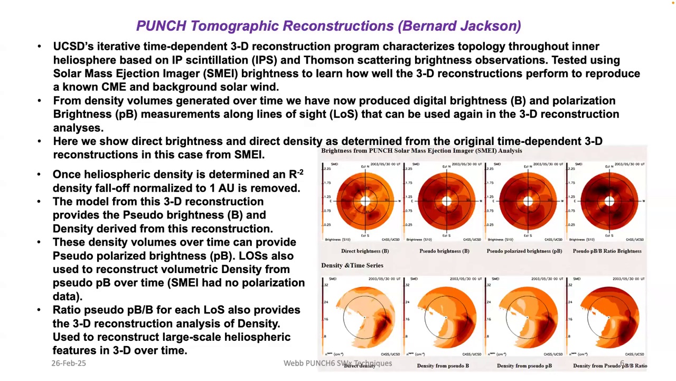But in using the SMEI data, he's trying to reconstruct how it might work with PUNCH data. SMEI did not have polarized brightness data, PUNCH will. So here he's trying to recreate what the pseudo brightness and pseudo PB data might look like, and then the ratio. So the ratio PB over B is in the lower right hand image there.